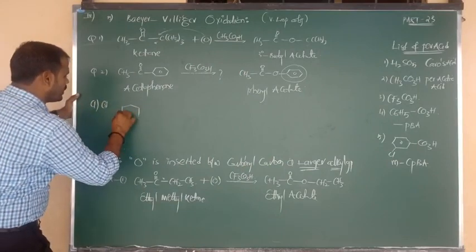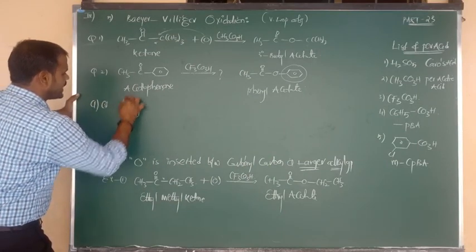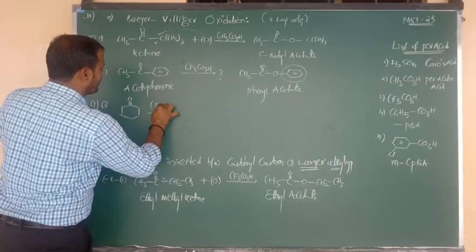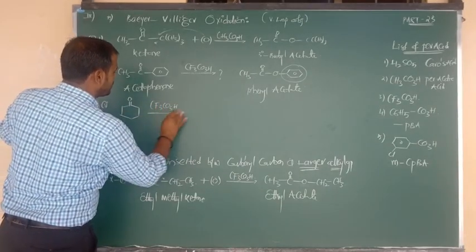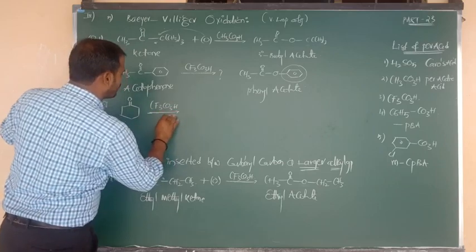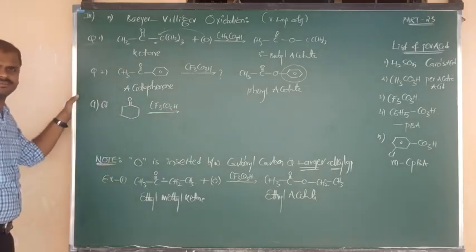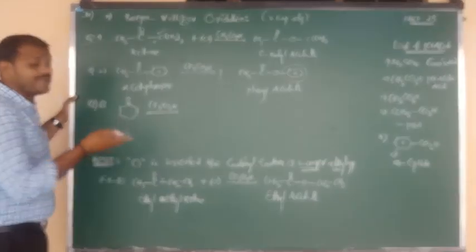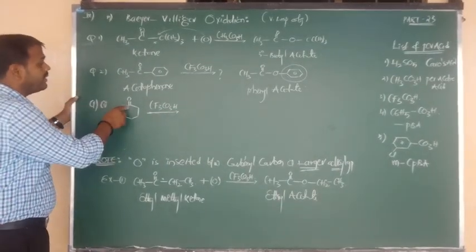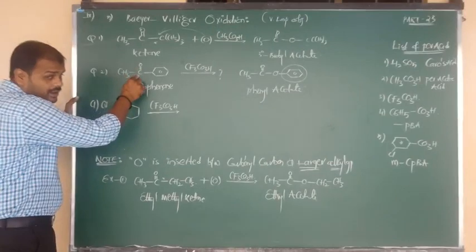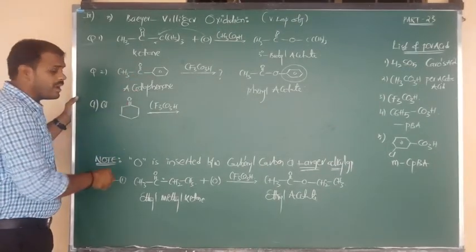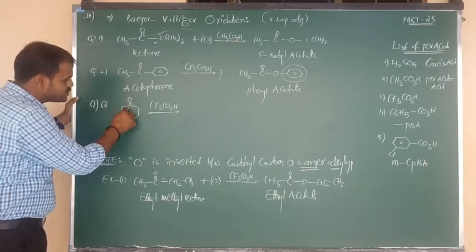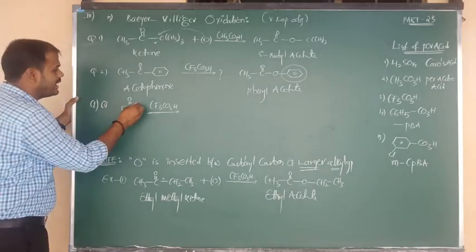Yes, the cyclohexanone ring I have given to you. Cyclohexanone, upon the arrow mark they have given CF3CO3H. So what happens when cyclohexanone undergoes reaction with a peracid? Insertion of oxygen. Where do we have to insert the oxygen? Between the carbonyl carbon and the next adjacent alpha carbon. Between these two, here only we have to insert the oxygen.